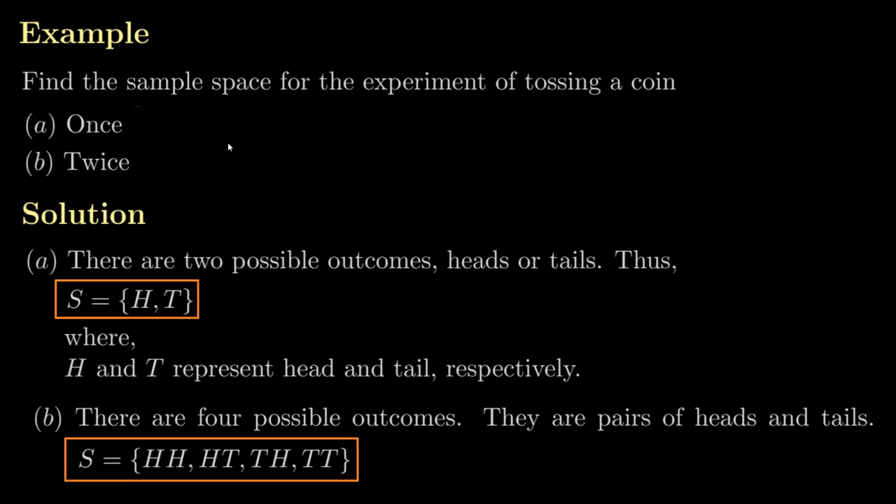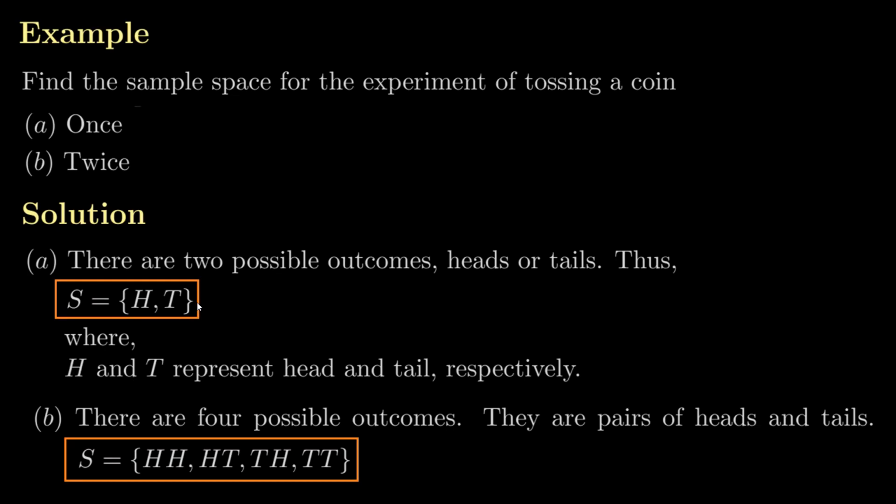Here we have an example of a sample space. Find the sample space for the experiment of tossing a coin once or twice. That is, if we flip or toss a single coin, or if we flip or toss a pair of coins, then in that case, what is the sample space? So in part A of this question, there are only two possible outcomes, that is head or tail. Thus, this is the sample space, {H, T}, where H and T represent head and tail respectively.